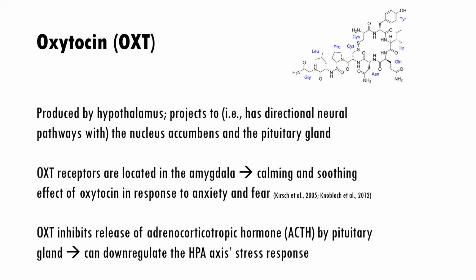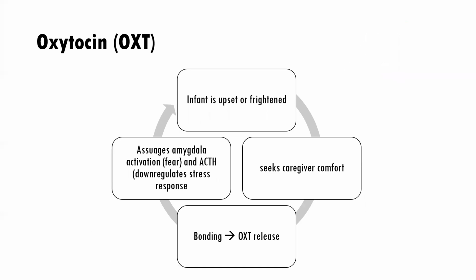In addition, this goes back to our HPA axis, it inhibits the release of adrenocorticotropic hormone, ACTH, by the pituitary gland, which then downregulates the HPA axis. Now, the way to think about it is this. Imagine you have an infant who's upset or frightened. They seek caregiver comfort, especially if they have a caregiver who's trustworthy, right? Who's not going to abuse or neglect them. They'll seek comfort. That bonding, that being held, for example, is very common with young children, leads to oxytocin release, right? Because remember, being held is a major antecedent to release. And so that assuages amygdala activation, right? And downregulates stress response. Amazing, right? And so oxytocin has a major role in how we cope with, manage our own fear as children and the relationship we have with caregivers.